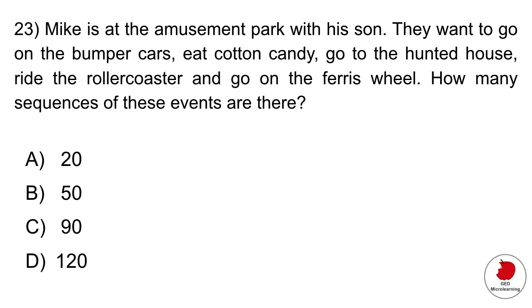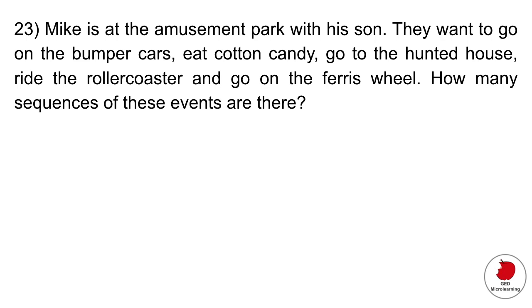Mike is at an amusement park with his son. They want to go on the bumper cars, eat cotton candy, go to the haunted house, ride the roller coaster, and the Ferris wheel. How many sequences of these events are there? Okay, so there's a total of 5 events. Okay, so the way that I think of it is like this. There's a total of 5 events, right?